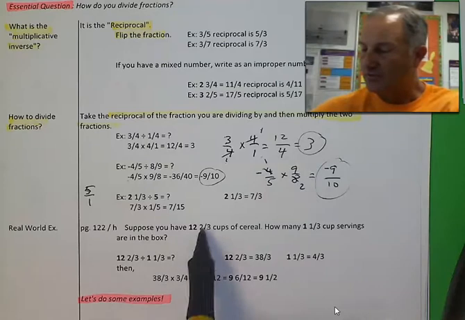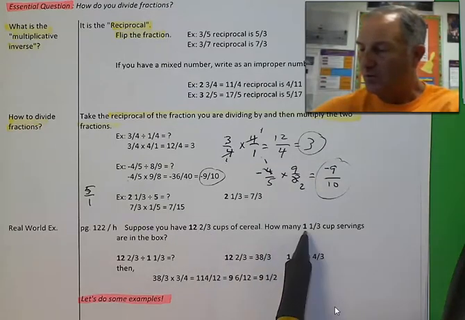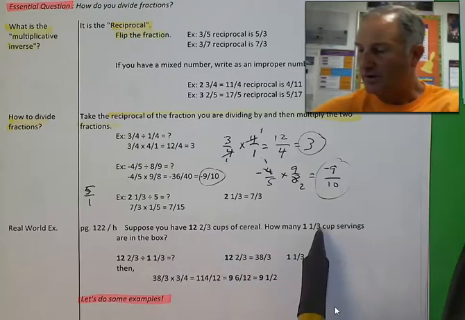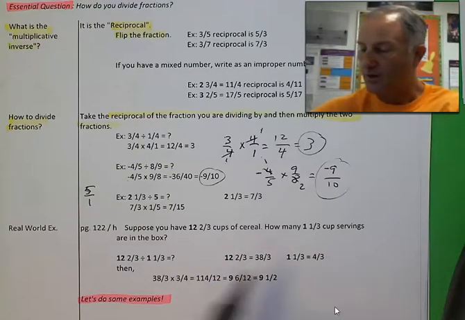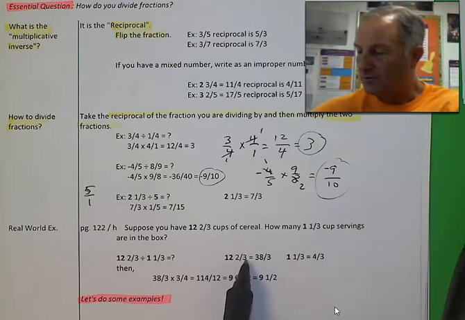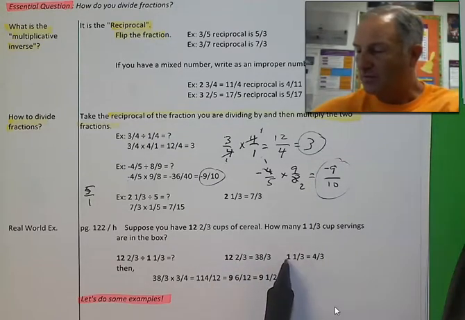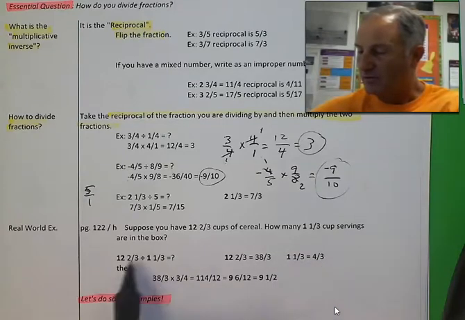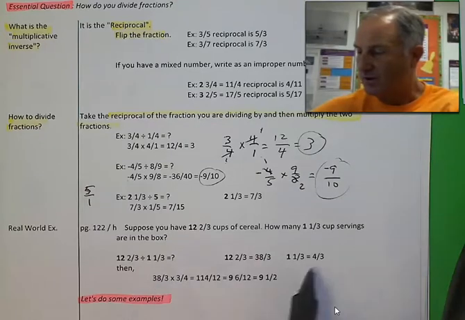Suppose you have 12 2/3 cups of cereal. How many 1 1/3 cup servings are in the box? So you want to take this 12 2/3 and divide it up into 1 1/3 servings. So 12 2/3 divided by 1 1/3. Remember, make the 12 2/3 improper. 3 times 12 is 36, plus 2 is 38/3. 3 times 1 is 3, plus 1 is 4/3. Change division to multiplication, and the reciprocal of 4/3 is 3/4.